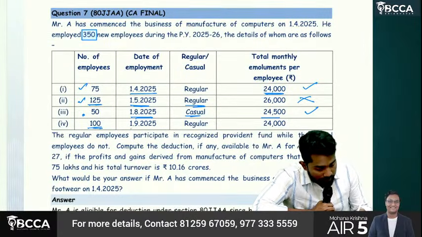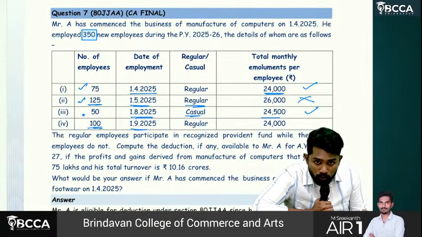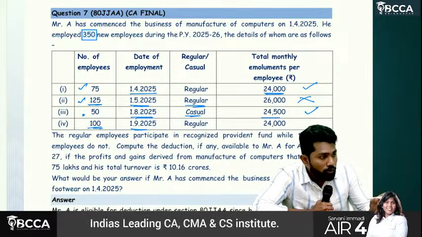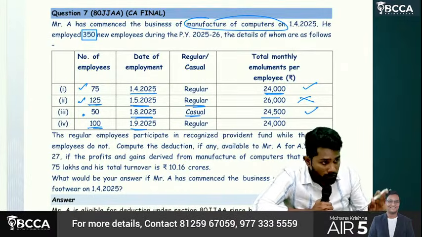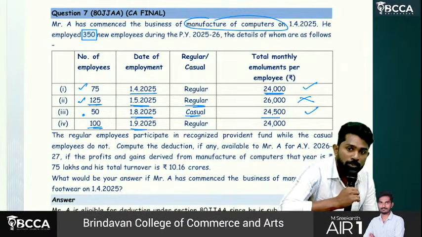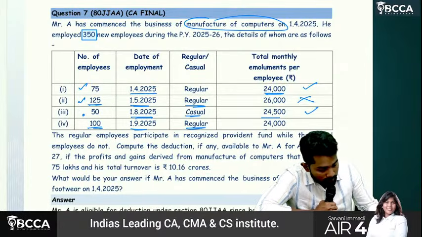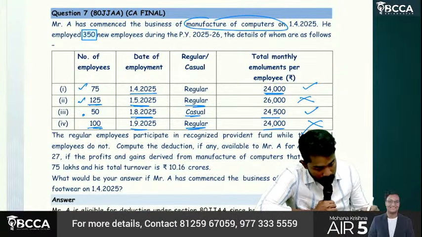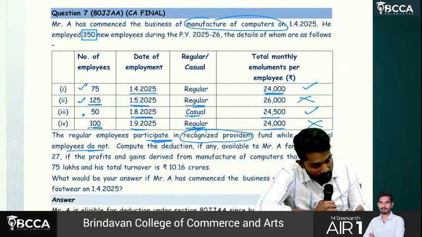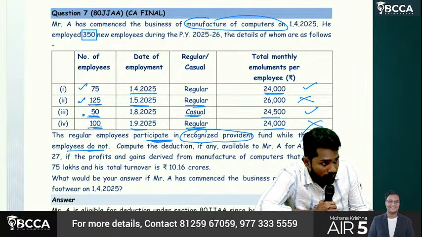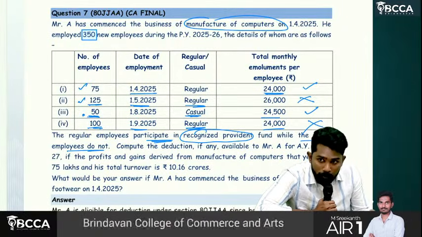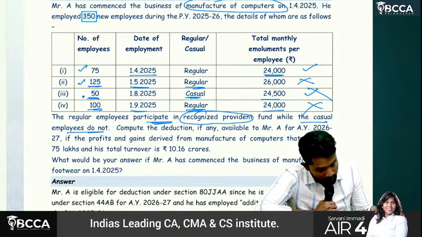But the last 100 employees, sir, worked for less than 240 days. They are not into footwear, apparel or leather industry. They are into manufacture of computers. So for them 150 days is not applicable. Which is applicable? 240 days only. So these are also not applicable. Then regular employees only participate in PF while casual employees do not. Sir, these 50 employees who joined on 1st August are casual employees. That means they will not participate in PF. If they don't participate in PF, they are eligible or ineligible? Ineligible.